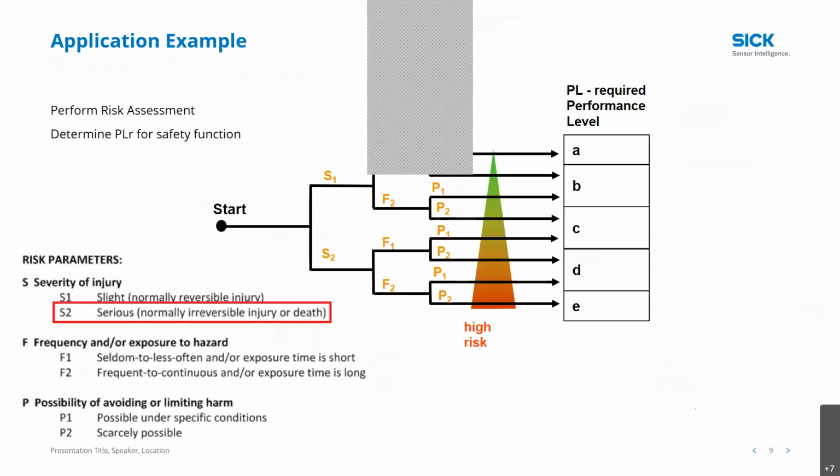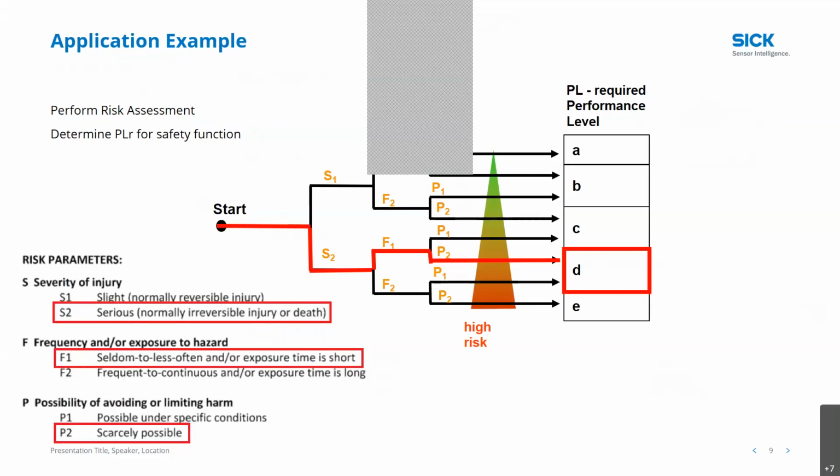As we said in our example, without any safeguarding measures, getting hit by the robot could cause serious injury. So that would be S2 for serious. Frequency, maybe he's interacting with the robot only once an hour. We would categorize that as seldom. And then the possibility to avoid interacting with the robot is scarce. If he's in that area, he's going to be interacting with the robot. So in this example, we follow the chart and our risk assessment says that for that safety function, we need to meet performance level D.